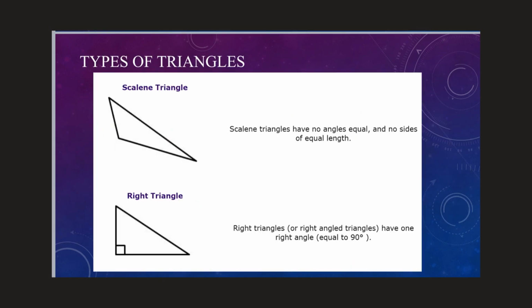Alright, so scalene triangles, these are triangles that have no angles equal and no sides of equal lengths. And I'll start to hurry up a little bit more because these are the lesser important triangles. Actually, no. Right angle triangle, all you need to know this one. The scalene triangle, meh, not so much.